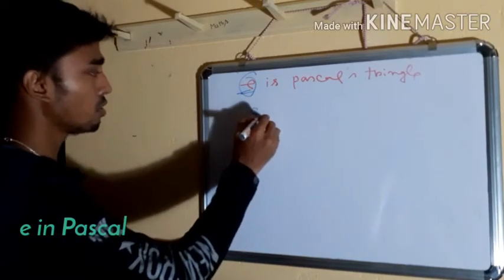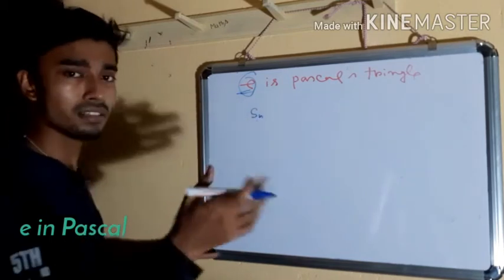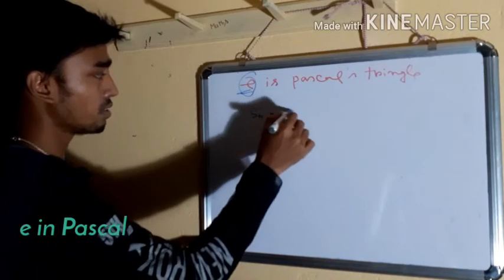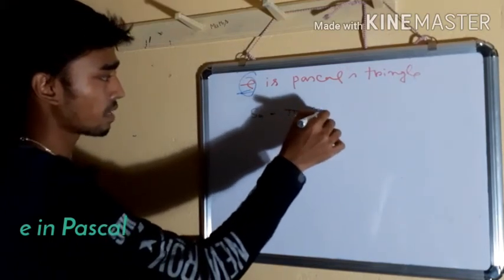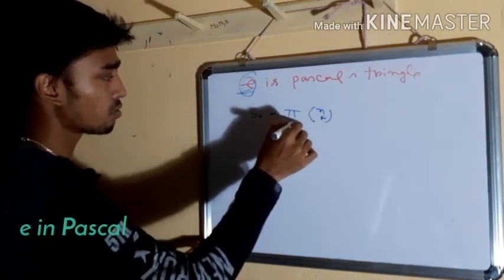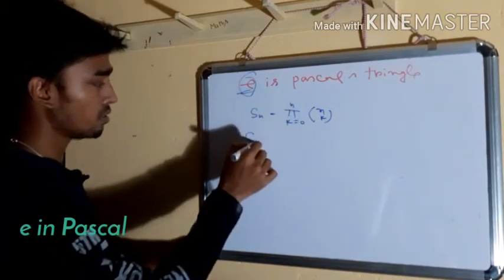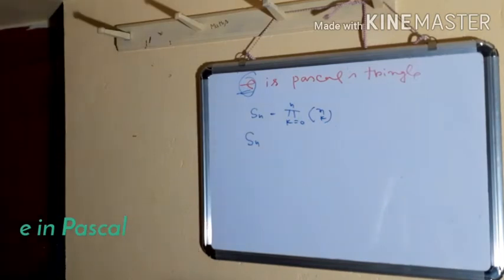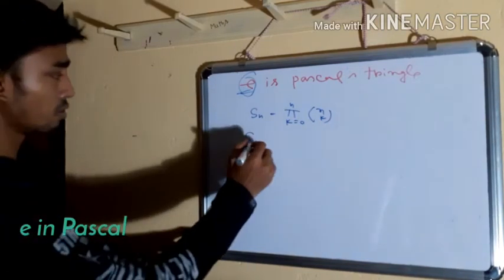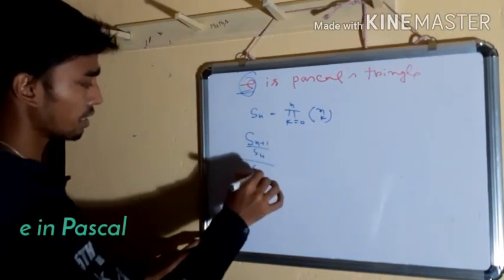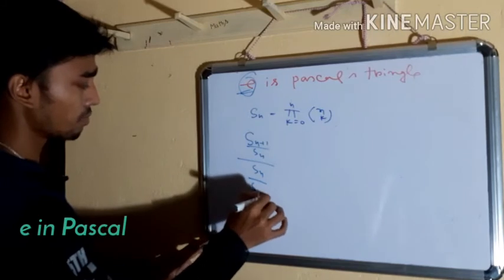So we have this Sn. Sn is basically the sequence of products of the elements of a row. So what is Sn? It is the product of n choose k, for k equals 0 to n. Now what we have to do is this. Of course I have worked it out. Basically we have to compute Sn plus 1 by Sn, divided by Sn by Sn minus 1.